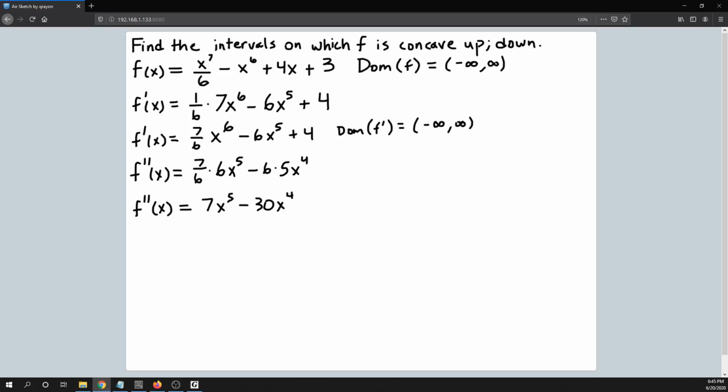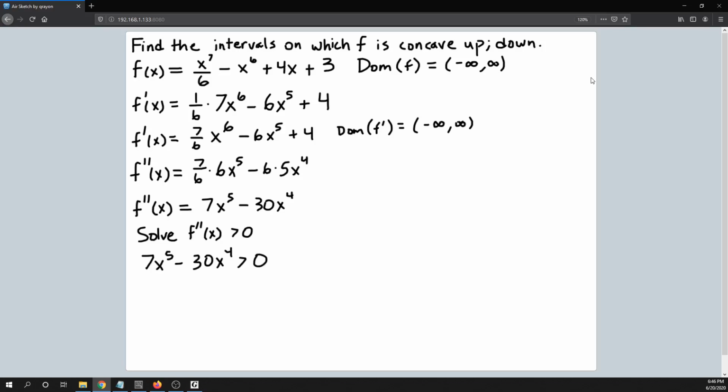Okay, so what we're going to do then is we want to solve the inequality f double prime of x greater than 0. That's going to tell us the intervals on which the original function f is concave up, and also in the process of solving this, we'll also be able to figure out the intervals on which it's concave down. So we need to solve this inequality, 7x to the 5th minus 30x to the 4th greater than 0.